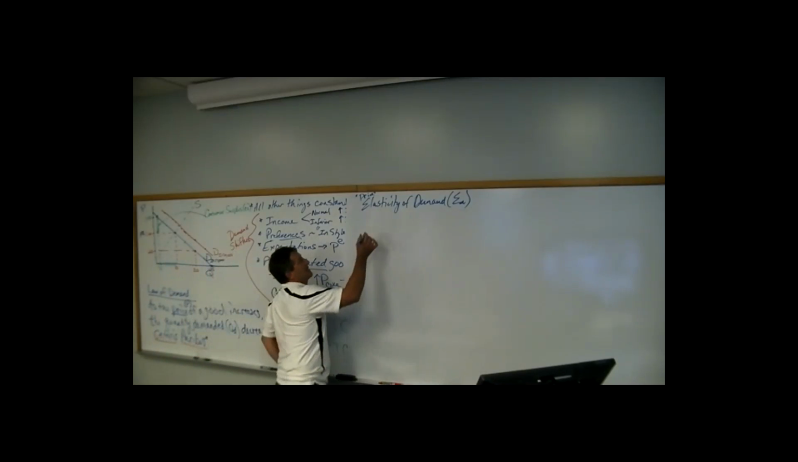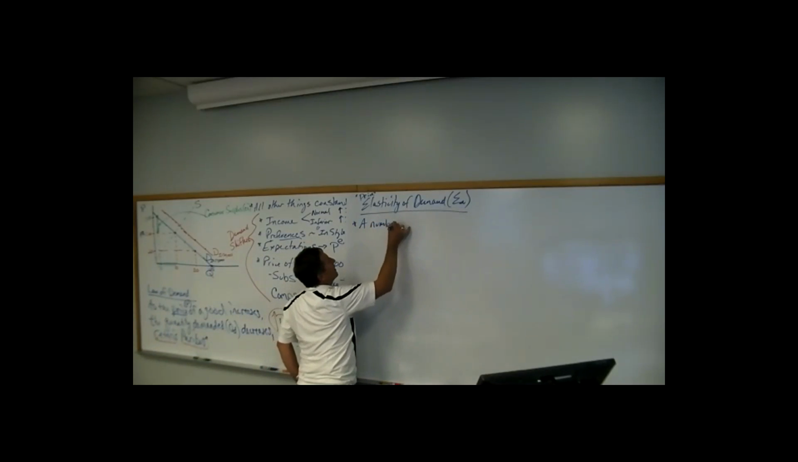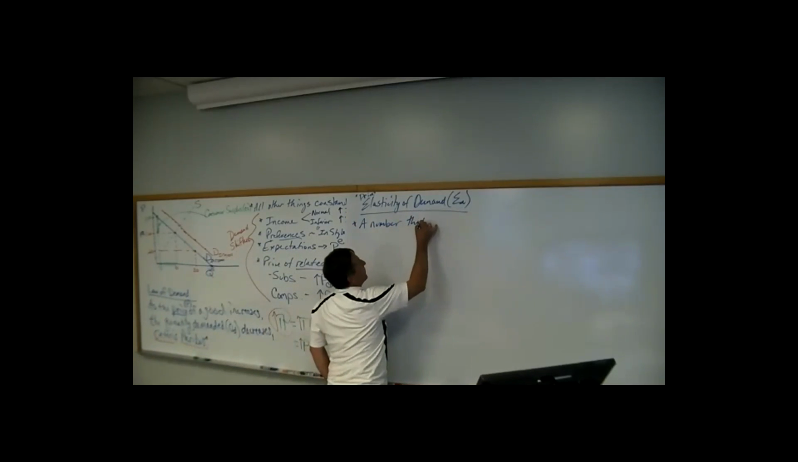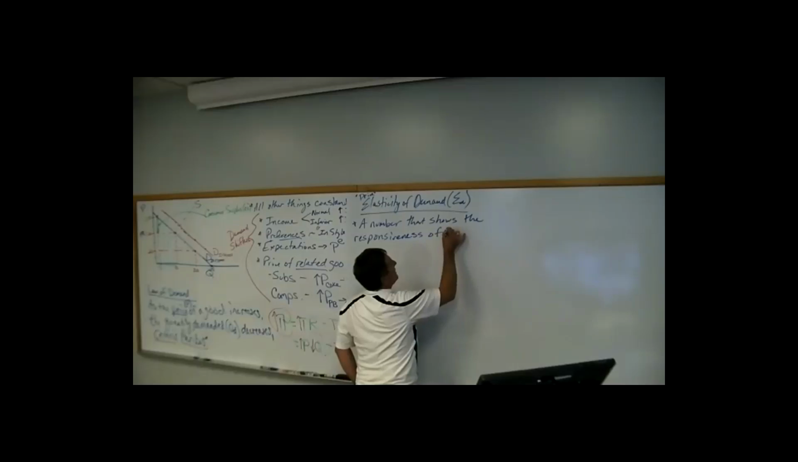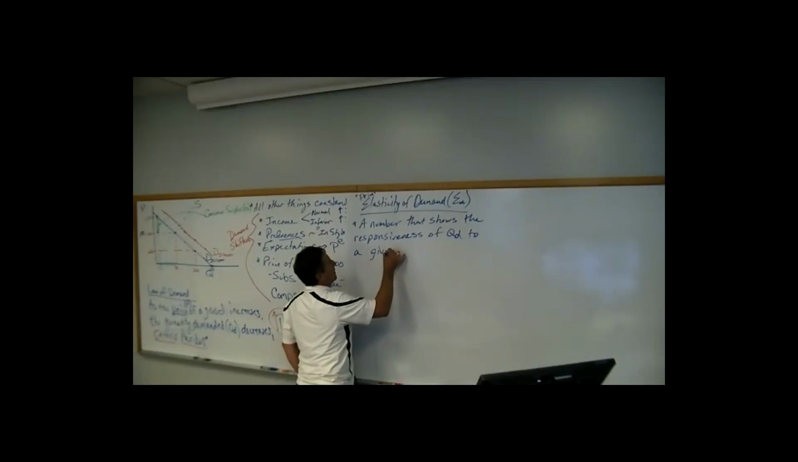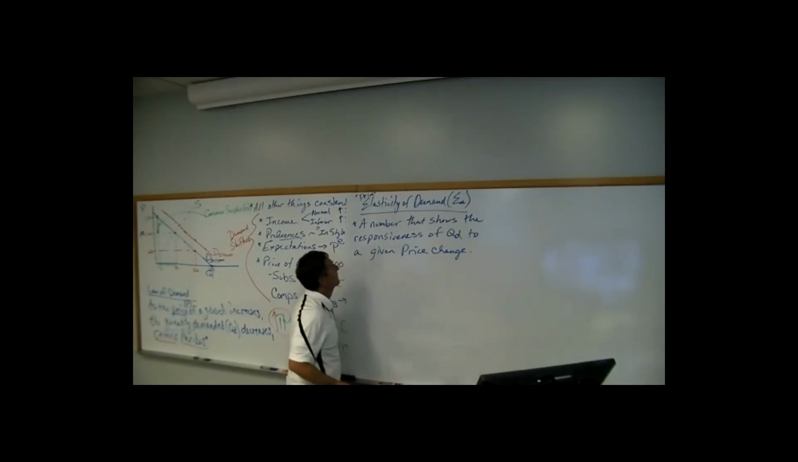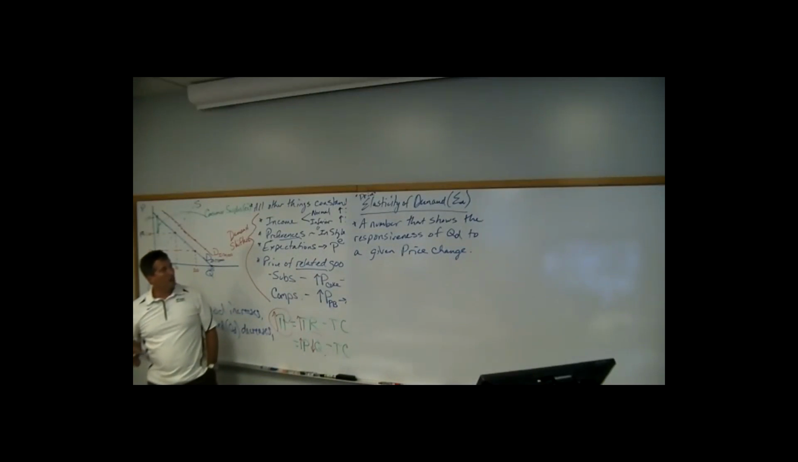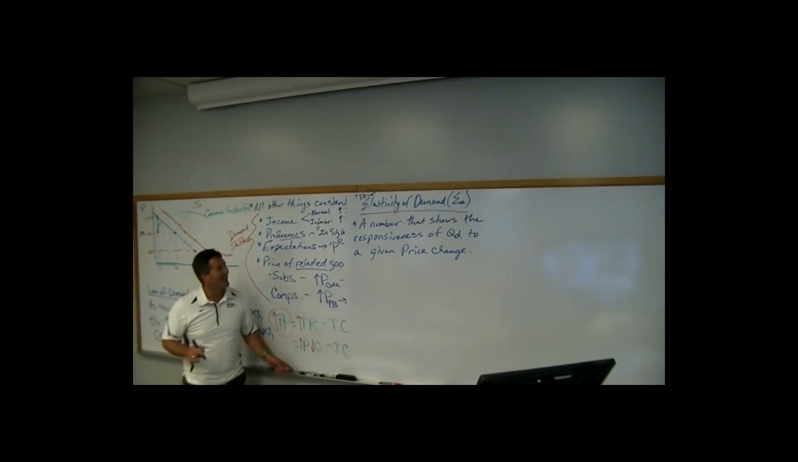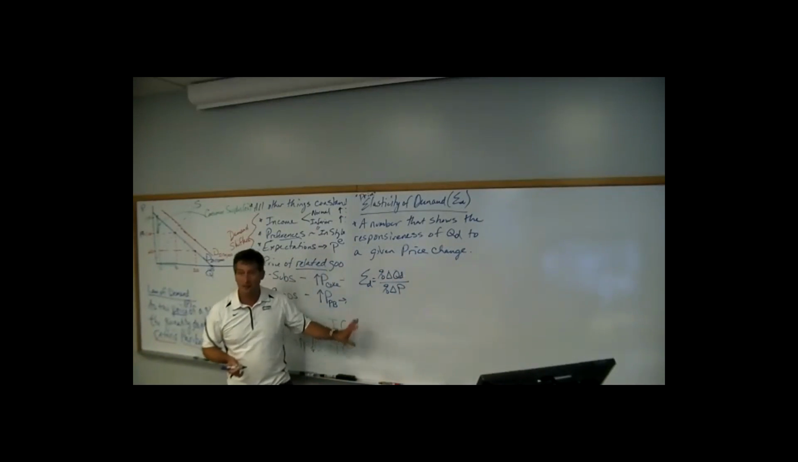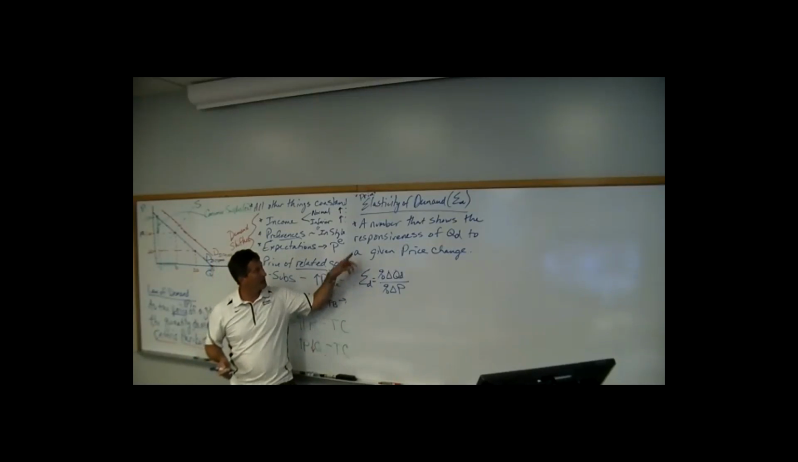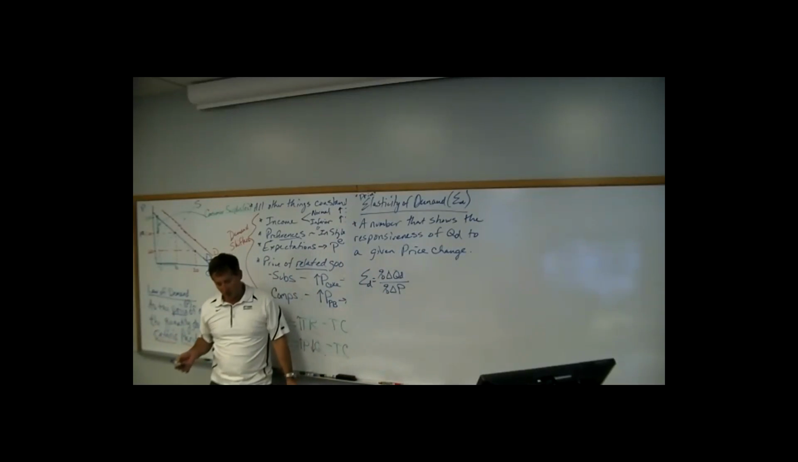Okay, so the elasticity of demand is a number that shows the responsiveness of quantity demanded to a given price change. Hopefully you guys got this. So, all right, here we go. Here's that number. It is the percentage change in quantity demanded over the percentage change in price. The elasticity of demand is simply the ratio of the percentage change in quantity over the percentage change in price.